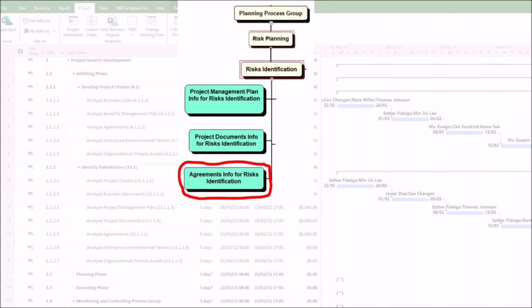As a final message, the input of agreements is vital because it grounds the risk identification process in the concrete, legal, and financial realities that the project must operate within.